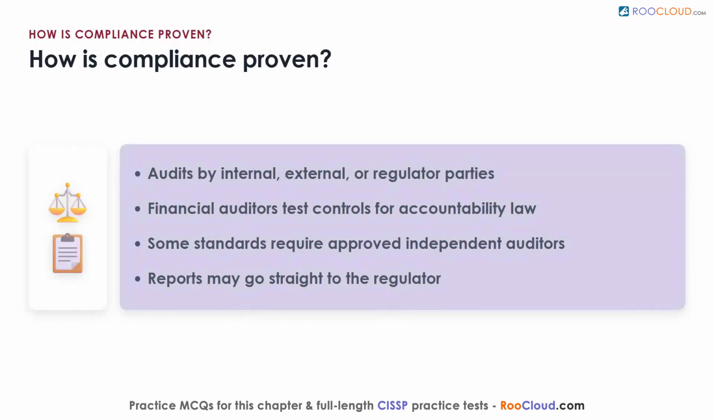How is compliance actually proven? Through audits performed by several different parties. Your own internal and external auditors may review controls, or a regulator and its agents may come in directly. As an example, financial auditors might test the information security controls behind financial systems to satisfy corporate accountability law. Some standards go further and require that you bring in approved independent auditors who report their findings straight to the regulator. Think of it as an inspection. Sometimes you check yourself, sometimes an outside inspector arrives, and sometimes the rules dictate exactly who that inspector must be.